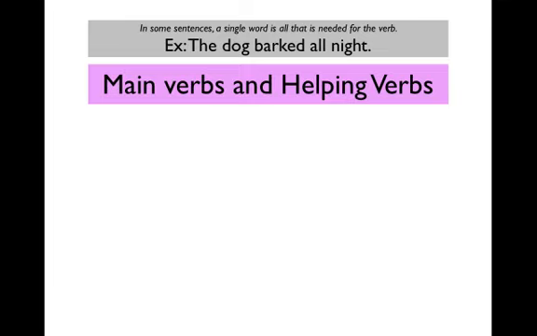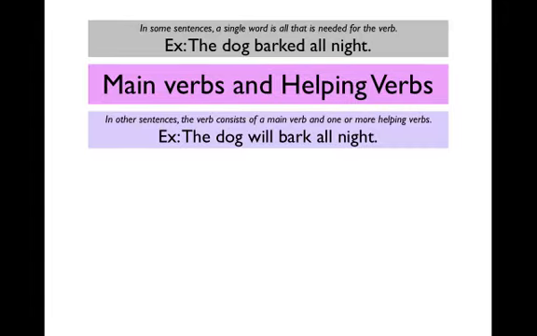In some sentences, a single word is all that is needed for the verb. For example, the dog barked all night. So barked would be the only verb in that sentence. However, in other sentences, you need more than one word for the verb. So if you look in the light purple box, in other sentences, the verb consists of a main verb and one or more helping verbs.